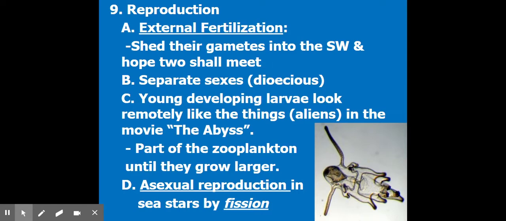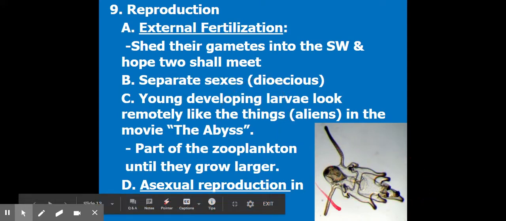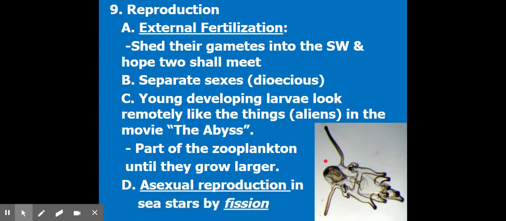They are found in separate sexes. So they're dioecious, meaning two houses, separate houses for males and females. So they'll only make one type of gamete. They're not typically hermaphrodites like we've seen in some other groups. This is an example of one of the stages of development in an echinoderm.